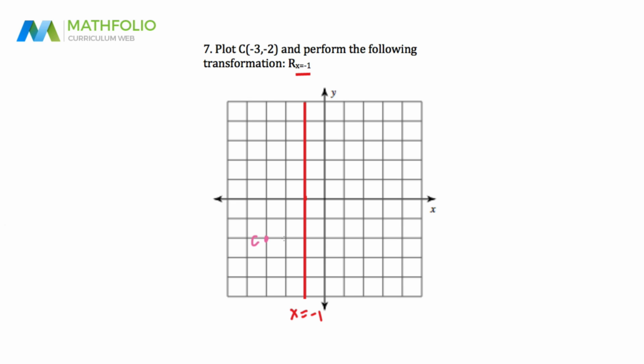So with point C, it's 2 steps to that line, so we're going to go another 2. And so this is where C prime is. And if we needed the coordinates, it would be (1, -2). That was question 7.